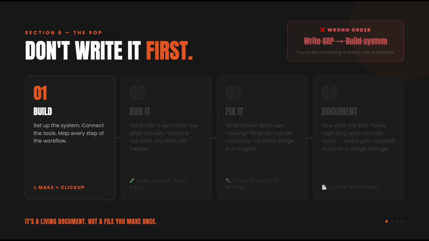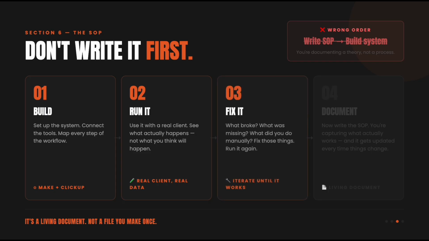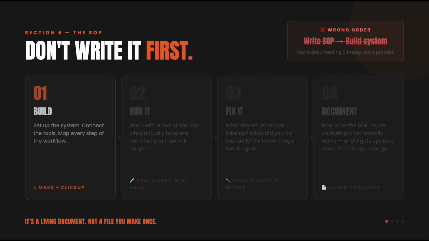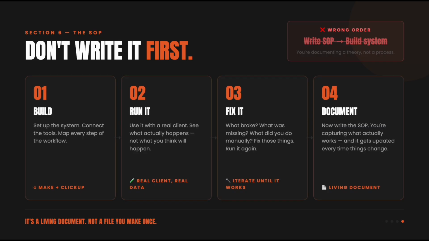What you do instead, build the system, then run it with a real client. Then pay attention to what breaks, what step did you forget, what information wasn't there when the next step needed it, what did you have to do manually because the automation didn't cover it. Fix those things first, then run it again. When it's working, when you've run it enough times that you trust it, that's when you document it. Because now you're documenting what actually happens, not what you think will happen.